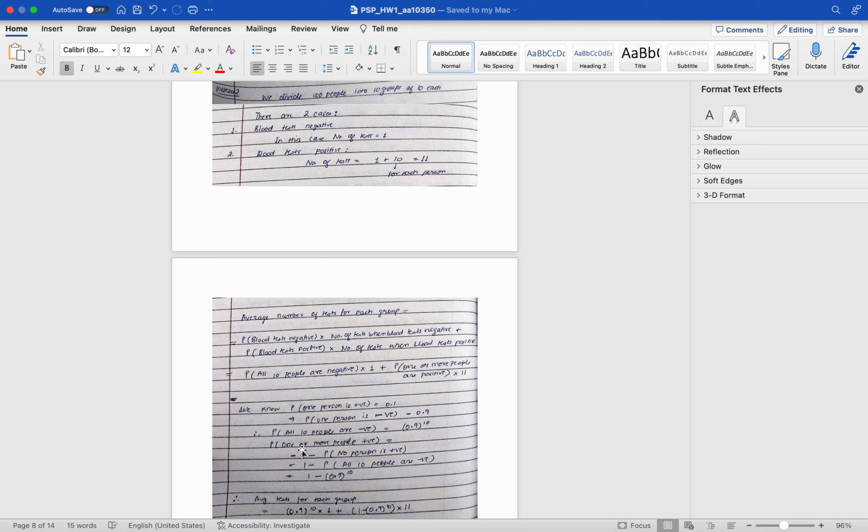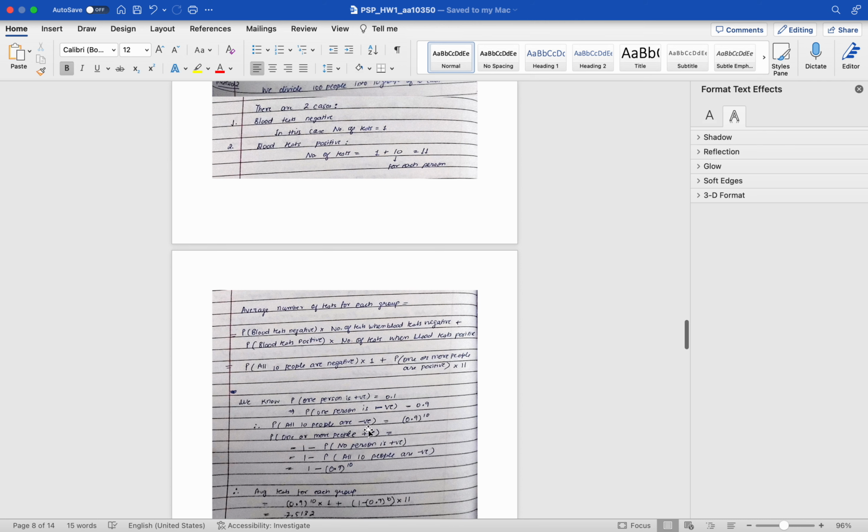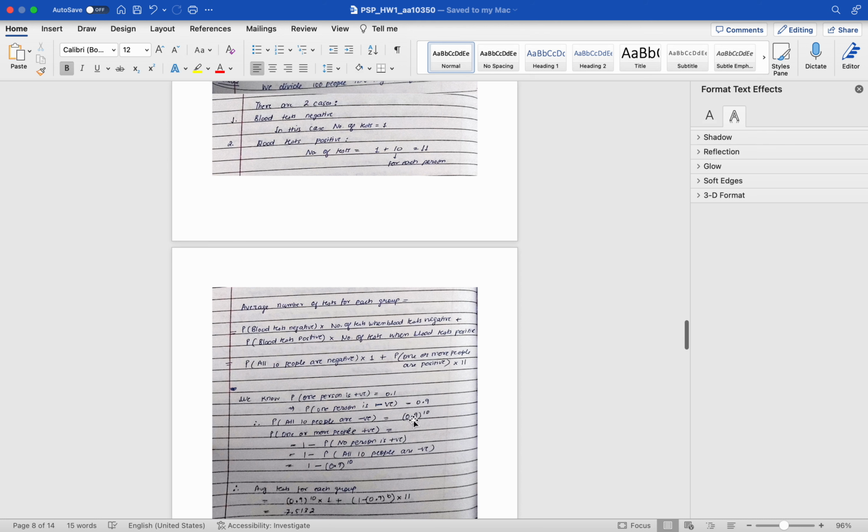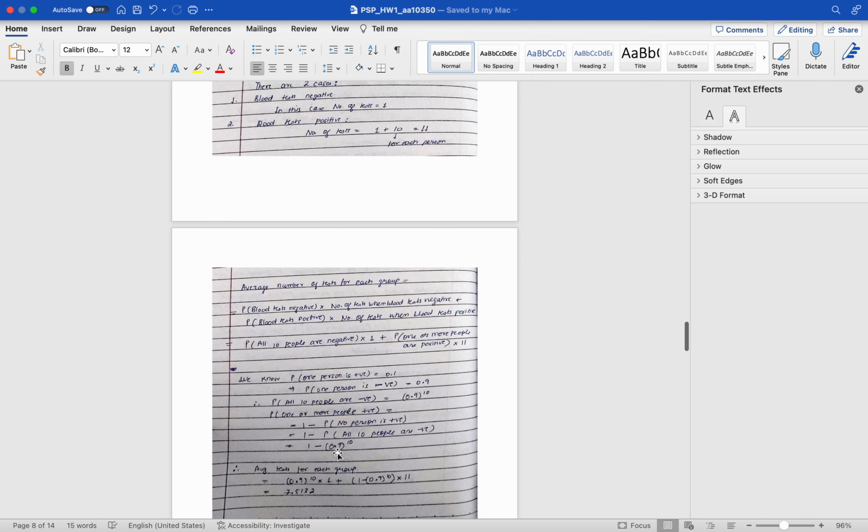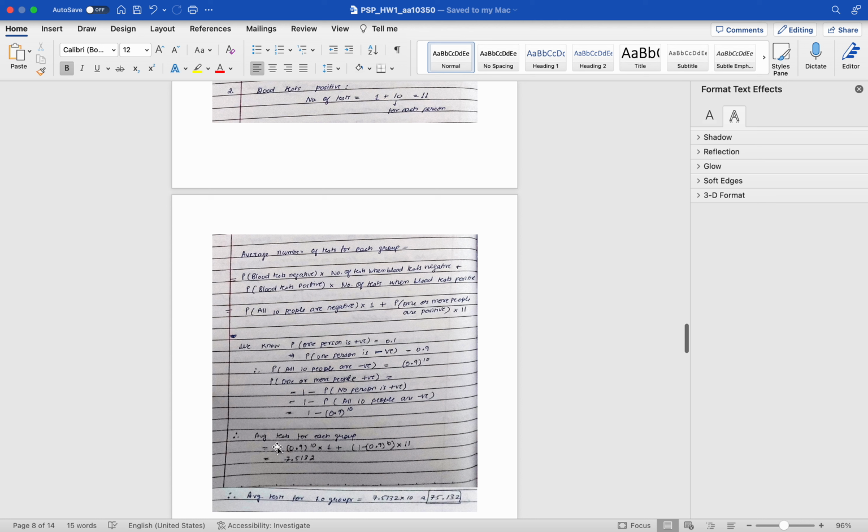Probability that one or more people are positive. To find this, since probabilities sum up to 1, the probability that one or more people are positive will be 1 minus the probability that no one is positive, or in other words 1 minus the probability that all 10 people are negative. And we have already calculated the probability that all 10 people are negative, so that is 0.9 to the power 10. So the probability that one or more people are positive is simply 1 minus 0.9 to the power 10. And we'll plug in these values in this equation.